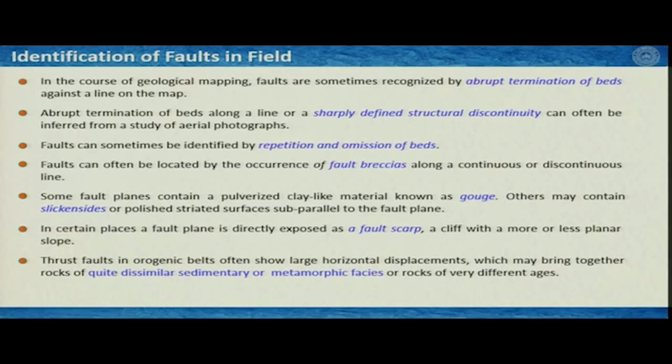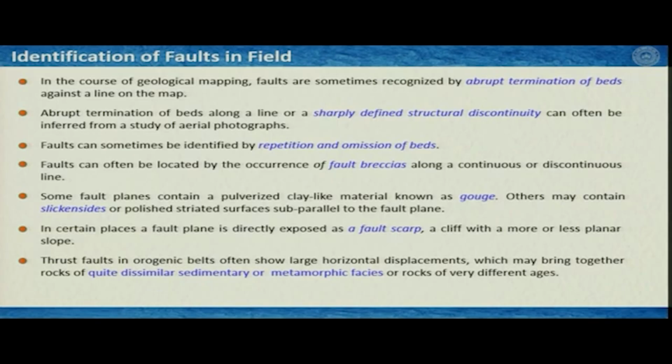We did not learn what repetition or omission of beds is with respect to faults, but we learned it with respect to folds. In a fault you can have repeated layers or some layers missing. It is also important to note that repetition of beds can result from folding. However, in the case of a fold, the repetition is symmetrical. Repetition of beds caused by a fault is essentially asymmetric, and that can help you figure out that you are somewhere near a fault zone.